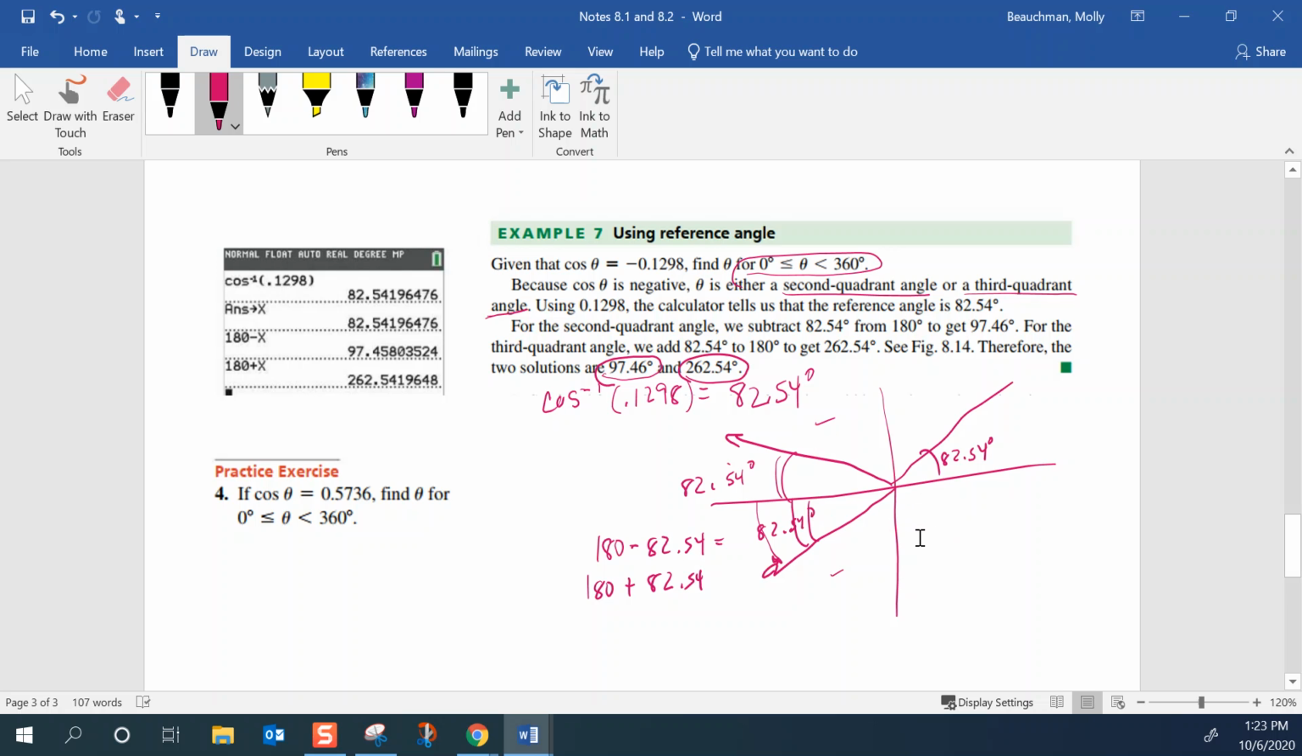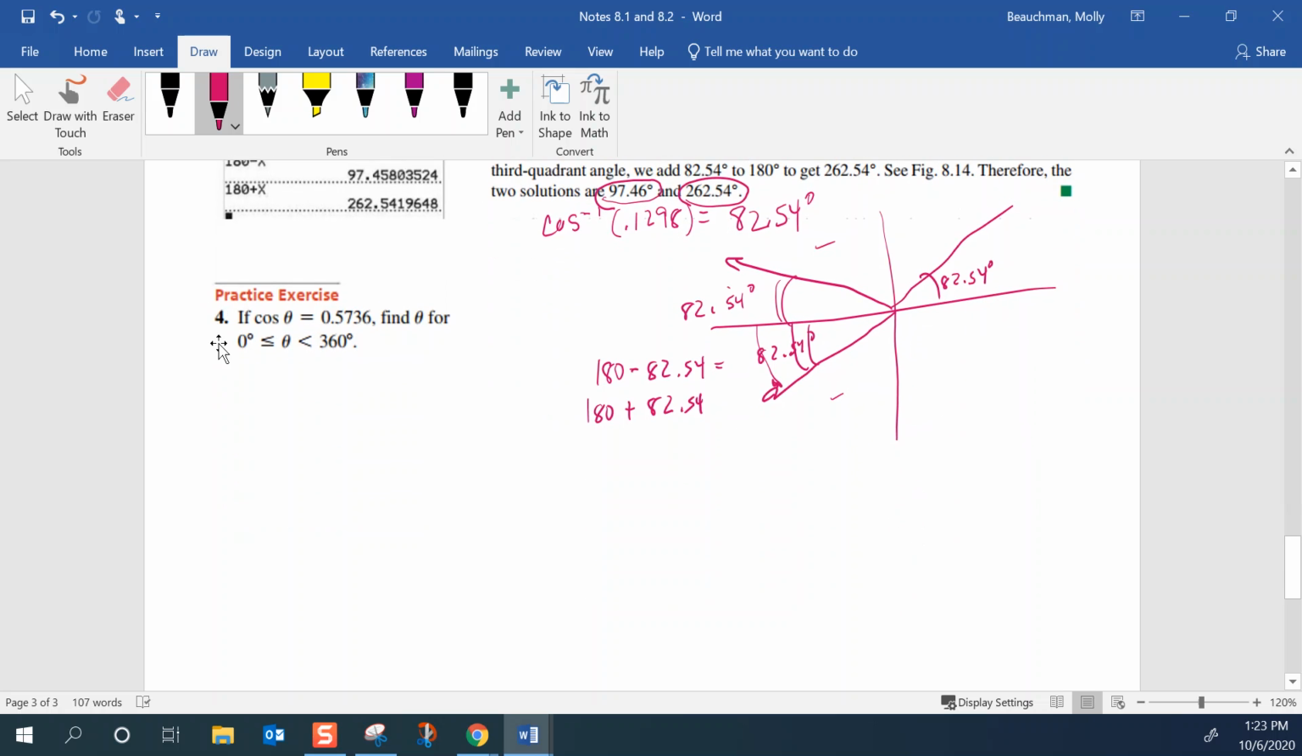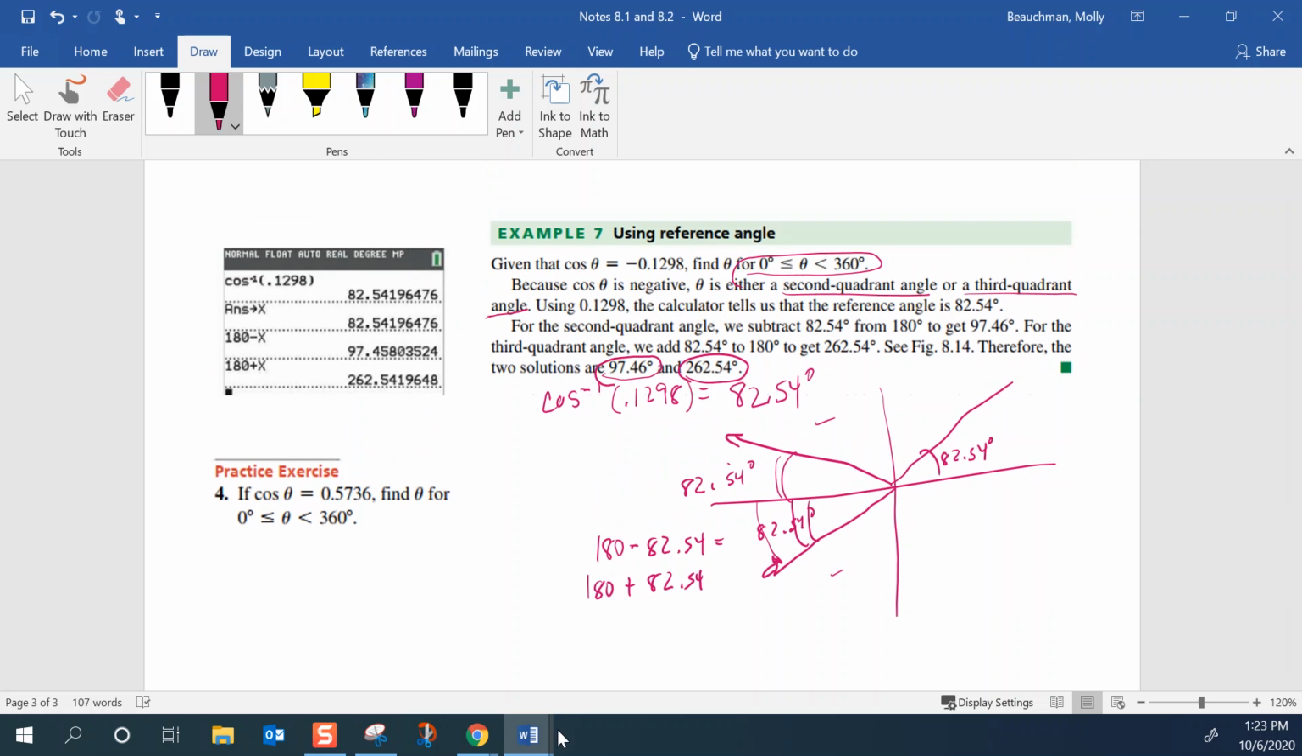All right, practice exercise. Try example 4 and see how you do. It's just exactly like the example 7 that we just did.